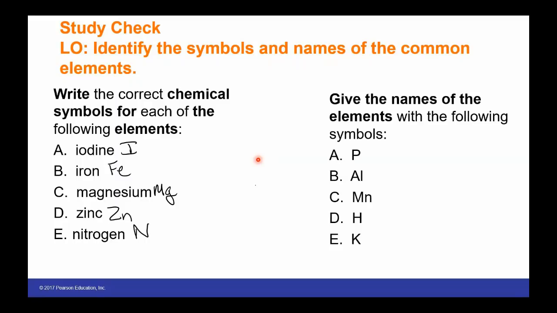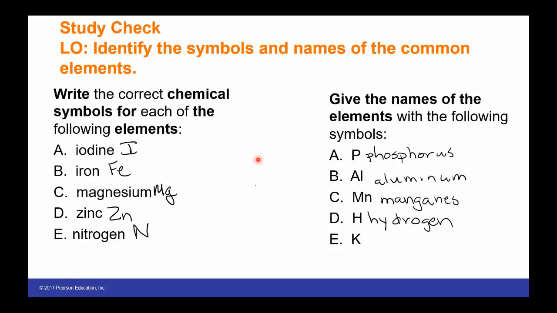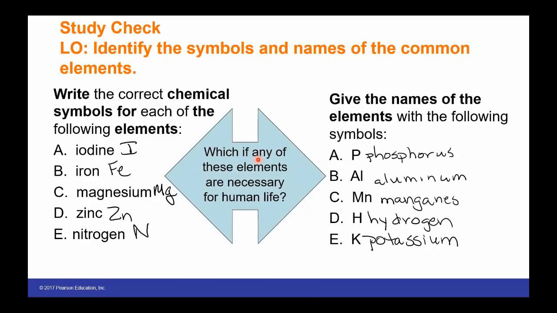Okay, P represents what element? Phosphorus. Al represents what element? Aluminum. Oops. Mn represents manganese. I did not spell it correctly. That should be spelled manganese. H represents what? Hydrogen. And K represents potassium. Which, if any of these elements, are necessary for human life?